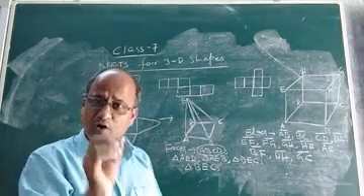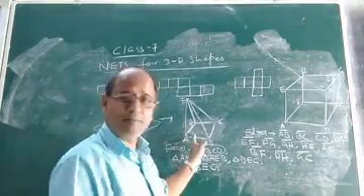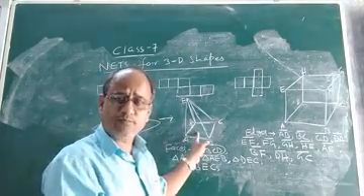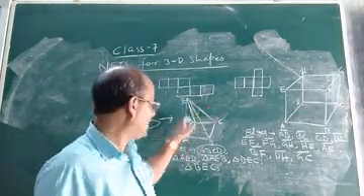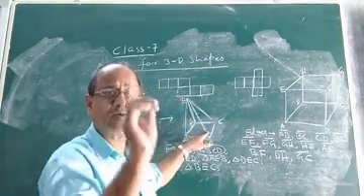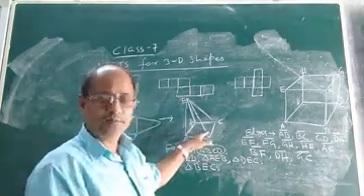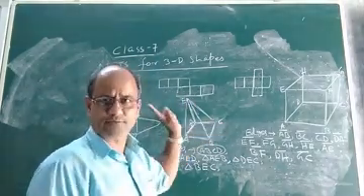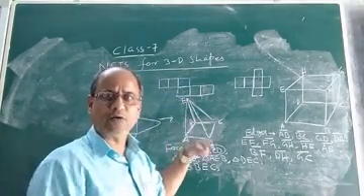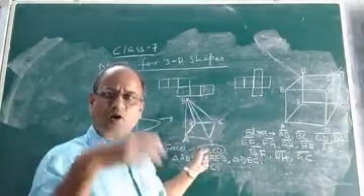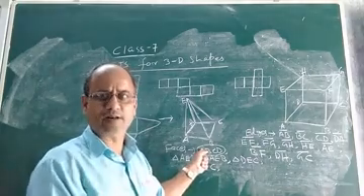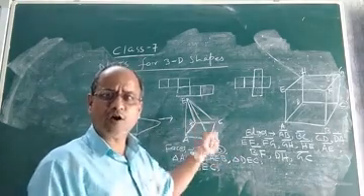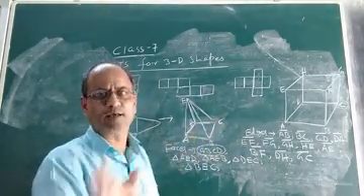So pyramid is a solid. Children, once again I am saying, a pyramid is a solid whose base can be any polygon. Second point, its lateral faces or other faces must be triangles only, and they must be joined to a common point or common vertex. We call that a pyramid. And the name of the pyramid is given as per the base on which it stands.